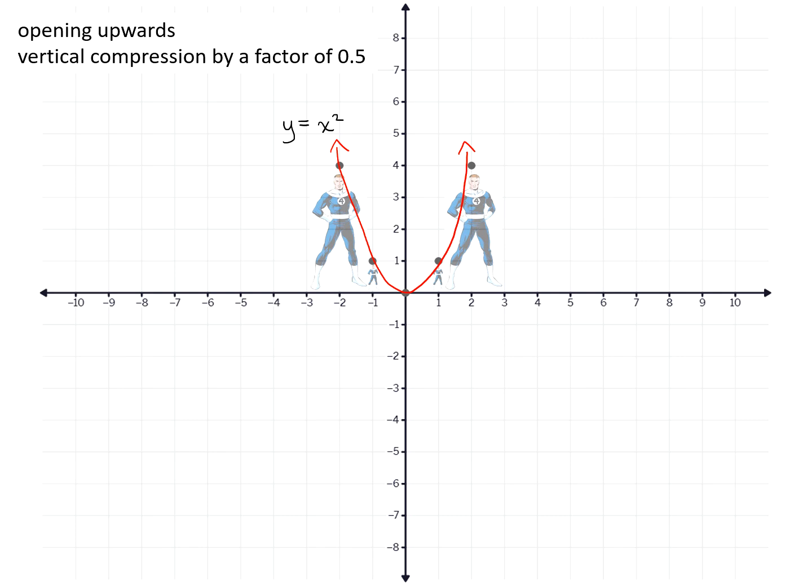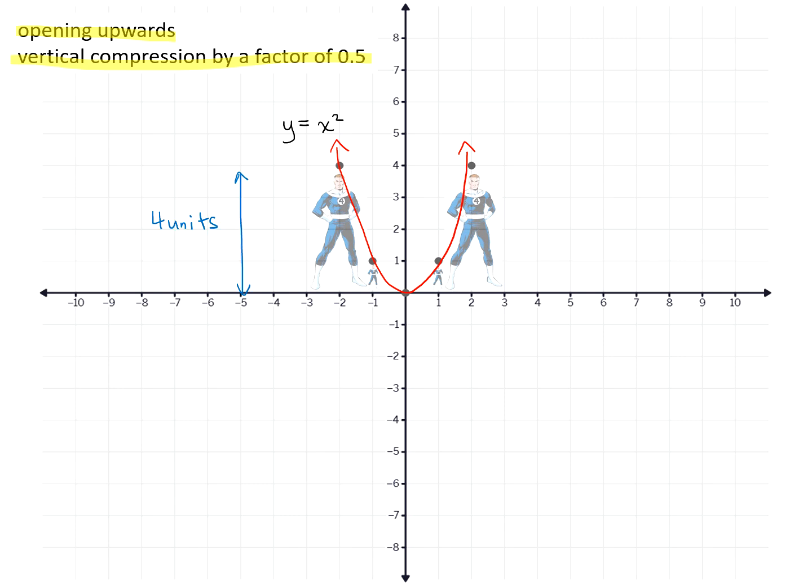The image down below shows the parent function of a quadratic relation, or y equals x squared. Our newly transformed parabola will be opening upwards, and it will have a vertical compression by a factor of 0.5. Take a look at the image of Mr. Fantastic in the background. We're vertically compressing him by a factor of 0.5, which means he's going to get shorter.